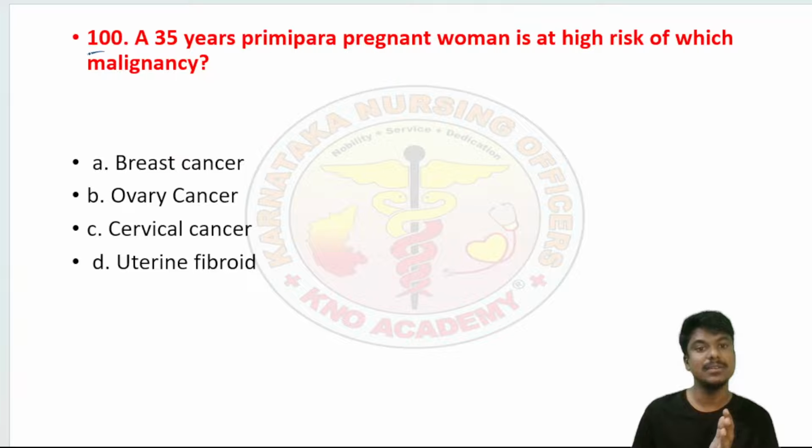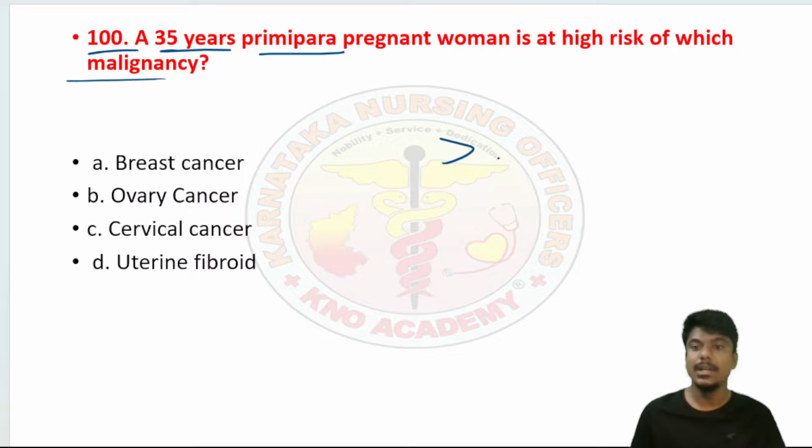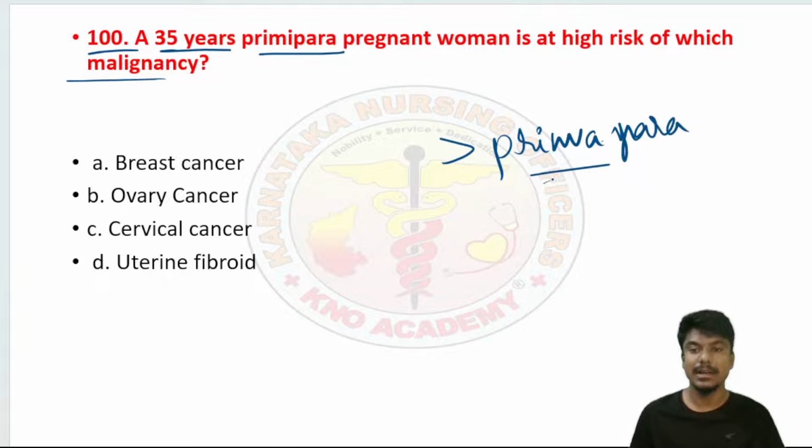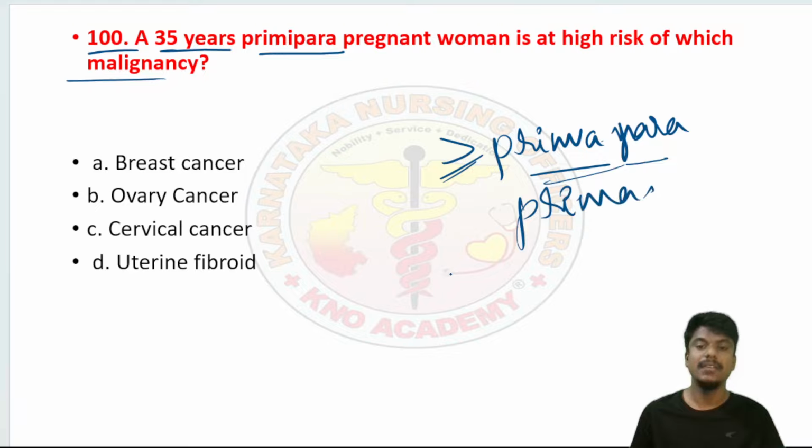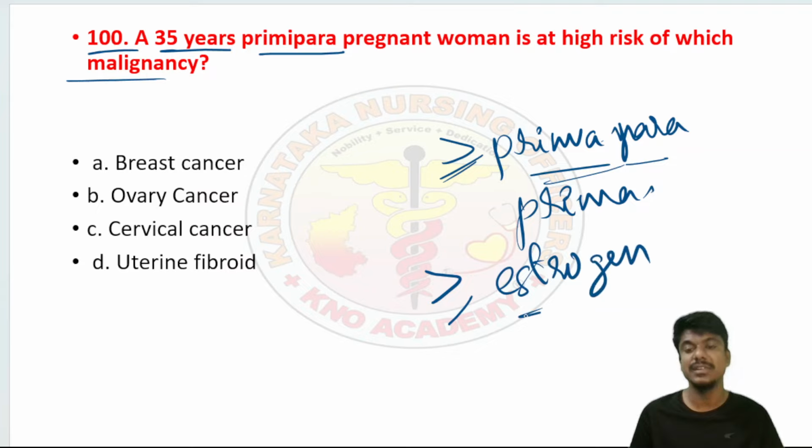Next we'll move to the 100th question. Here we have a 35-year-old primipara pregnant woman. She is at risk of which malignancy? The exam is asking which of the following malignancies is most commonly seen in a primipara or primigravida female. Most probably it is due to estrogen: the more estrogen exposure, the higher the breast cancer risk.